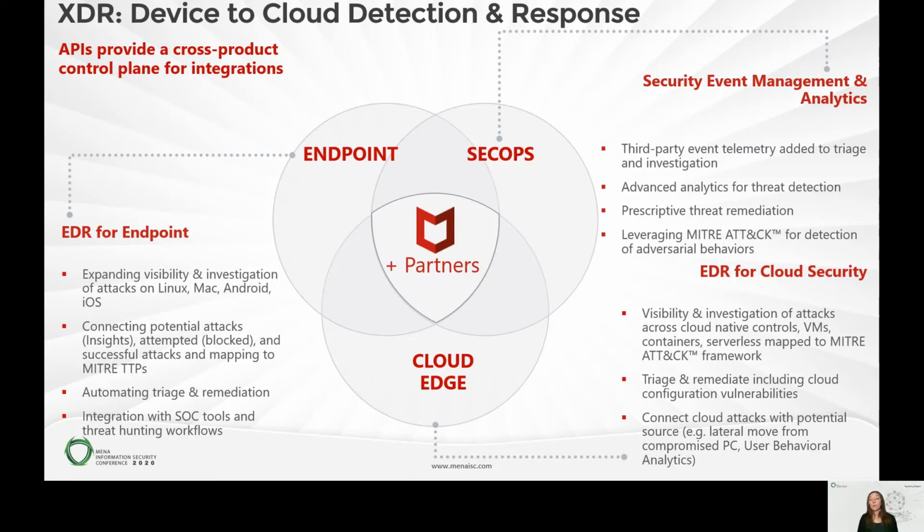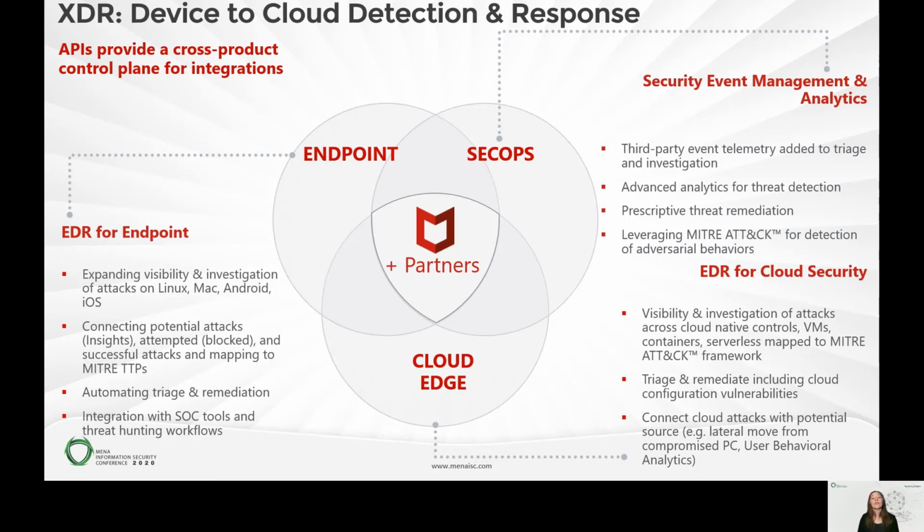That cloud may mean very different things. Perhaps it's a private cloud, perhaps it's a public cloud, perhaps it's hybrid. With those different options, you may have varying levels of control and visibility. But you need visibility and investigation of those attacks across cloud native controls, VMs, containers, and even serverless services. We again need to map those to the appropriate MITRE attack matrix to understand what's relevant for those environments and how that maps overall connecting to any sort of potential source that can be internal or external.